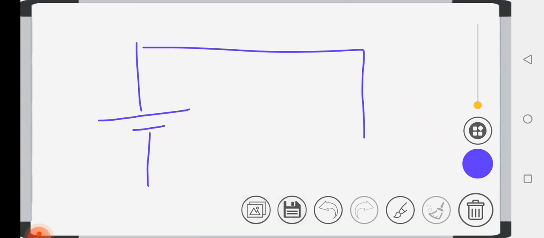So I can just draw a simple circuit where I have a battery, and I can just do something like this. Well, this circuit is very simple, but trust me, if you connect a battery this way, it's going to be a disaster.